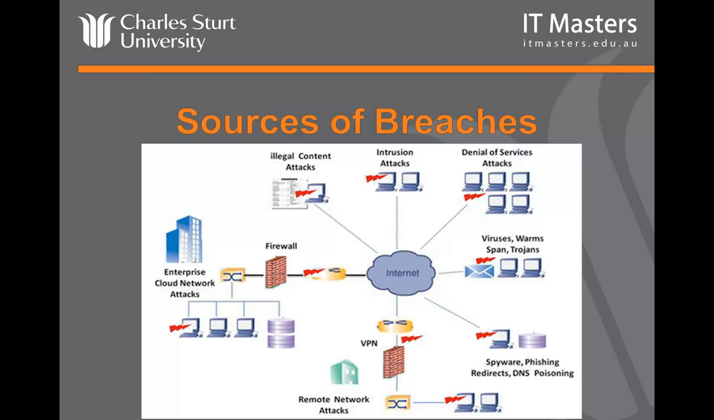Okay, so sources of breaches. If we look at this slide, you can see there's plenty of ways for something bad to happen to your network. Just as an example, enterprise cloud network attacks. If you've got stuff in the cloud, it can be attacked. Your firewall can be attacked. Your routers can be attacked. You've got viruses, worms, trojans, spam, spyware, phishing redirects, DNS poisoning, remote attacks. You've got attacks on your VPN. You've got denial of services. You've got distributed denial of services. Lots of stuff there. As you can see, you're hit from all angles, everywhere.